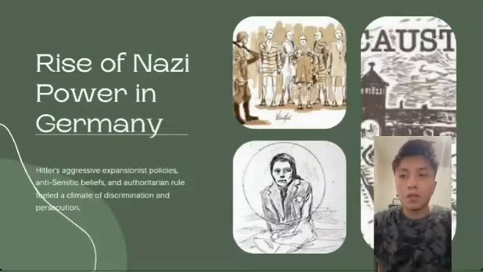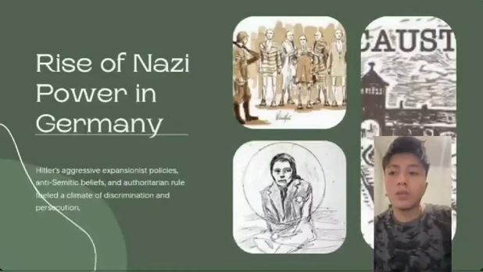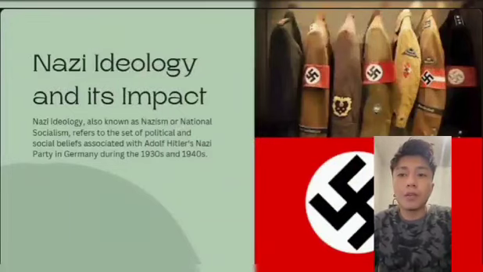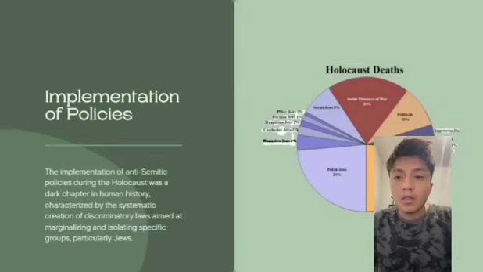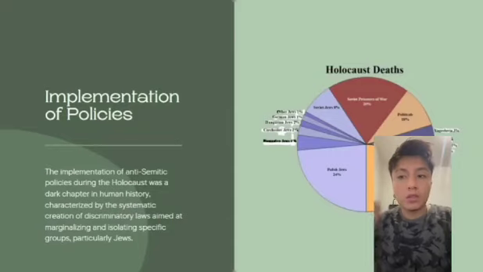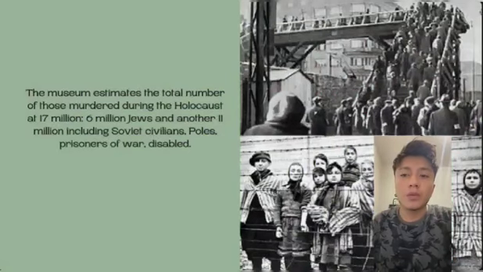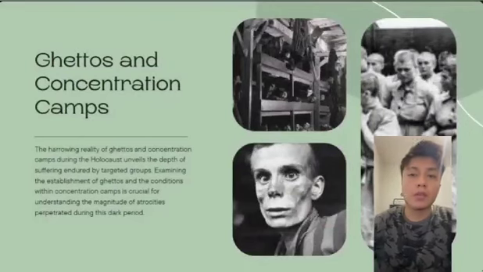Hitler's aggressive expansionist policies, anti-Semitic beliefs, and authoritarian rule fueled a climate of discrimination and persecution. The Nuremberg Laws in the 1930s marked a turning point in institutionalizing anti-Jewish policies and segregated Jews from society. Kristallnacht in 1938, a violent pogrom against Jews, signaled a drastic escalation in state-sanctioned anti-Semitism. Understanding these events provides insight into the seeds of hatred and prejudice that ultimately culminated in the tragedy of the Holocaust.